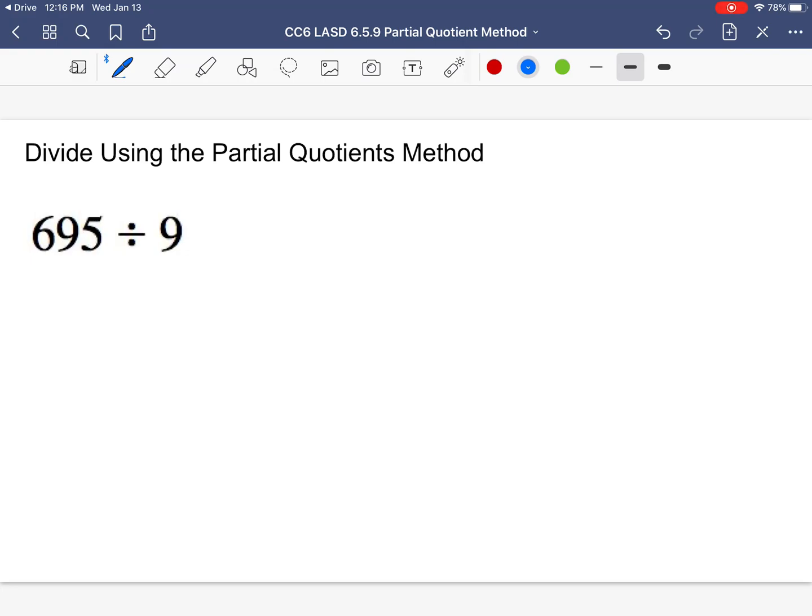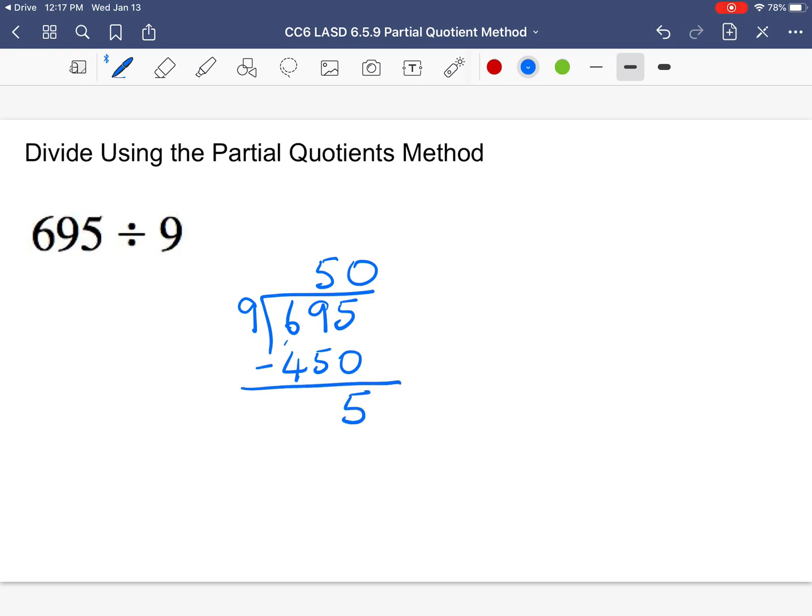695 divided by 9. So I'm going to say 695 divided by 9. And there are lots of different ways to do these. I'll start off with saying 9 times 50. I can't divide 600 by 9 evenly, so I'm going to say 50, which would be a partial quotient. And 9 times 5 is 45. 9 times 50 is 450. So I'll subtract that. And I'm left with 245.